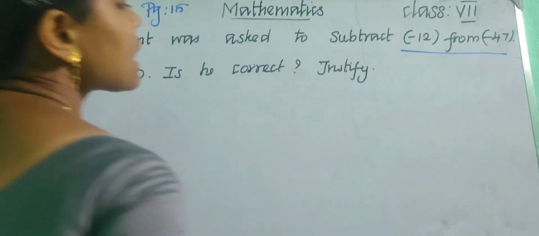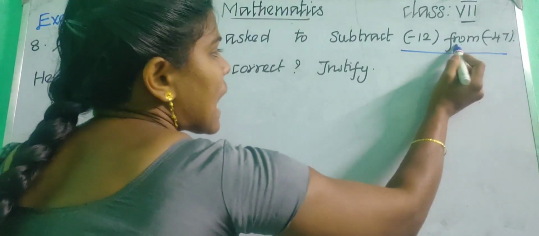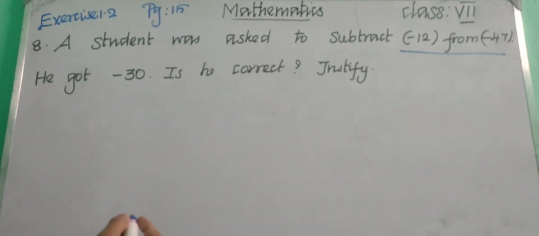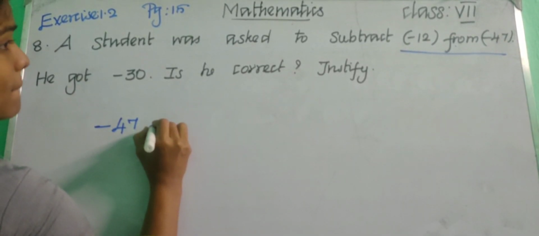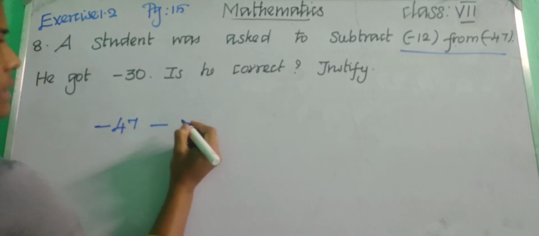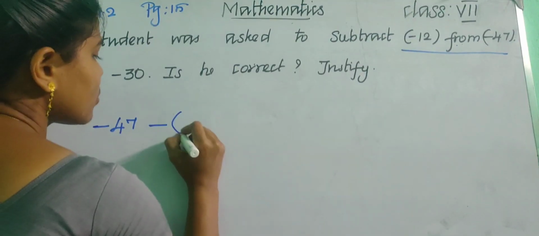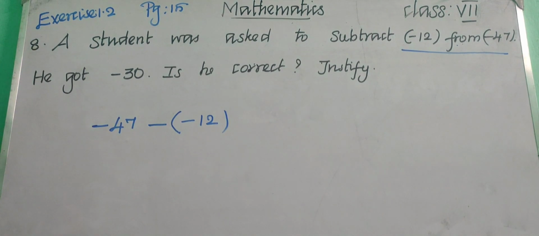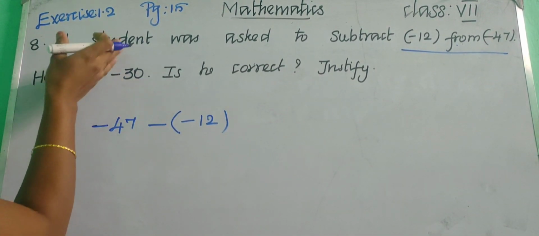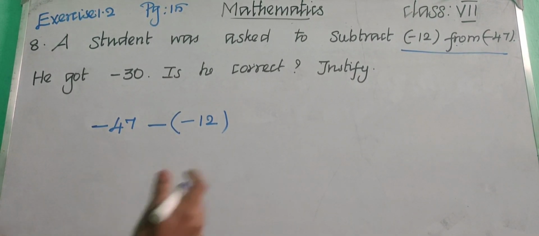So the question is minus 12 from minus 47, okay. In subtraction, if there is "from", what do we need to do? The number which is after "from" is the first number. Okay children, so the number is minus 47. We need to subtract, right? So put the subtract symbol, and after that the next integer is minus 12, right? So again put minus 12. Okay, he got minus 30. What is the answer for him? A student was asked to subtract that, and for that he got the answer as minus 30.